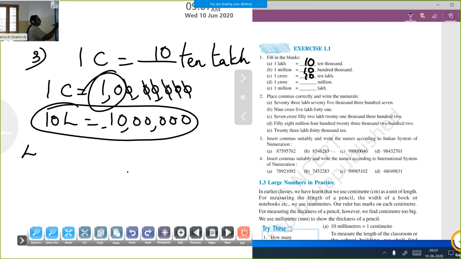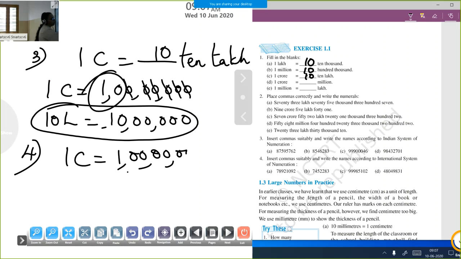Then the next, the fourth one. 1 crore equal to dash million. 1 crore means, children, 1 followed by 7 zeros. Teacher wrote 1 crore. Then 1 million means how many zeros are there in 1 million? 1 followed by 6 zeros. 1 crore means 1 followed by 7 zeros.